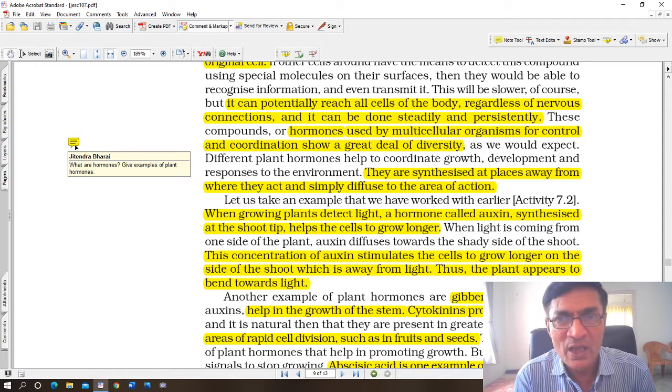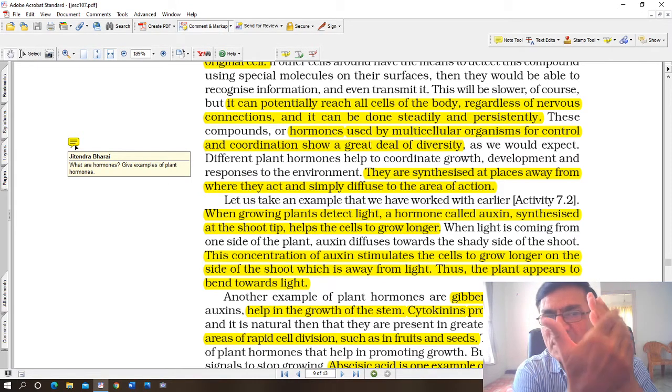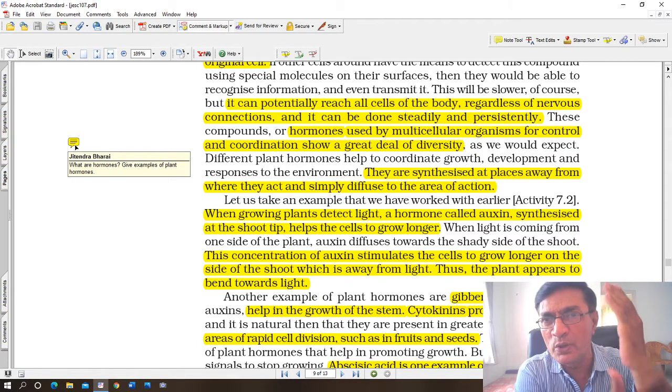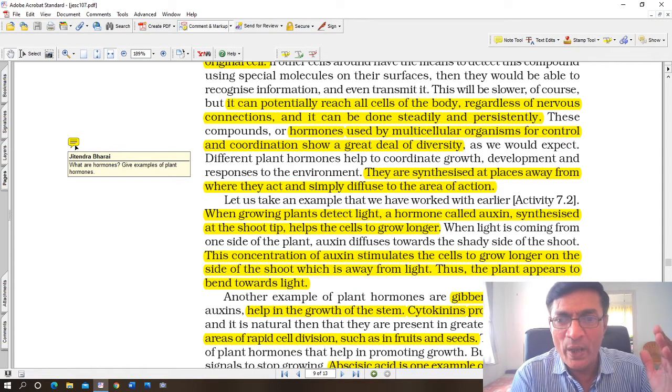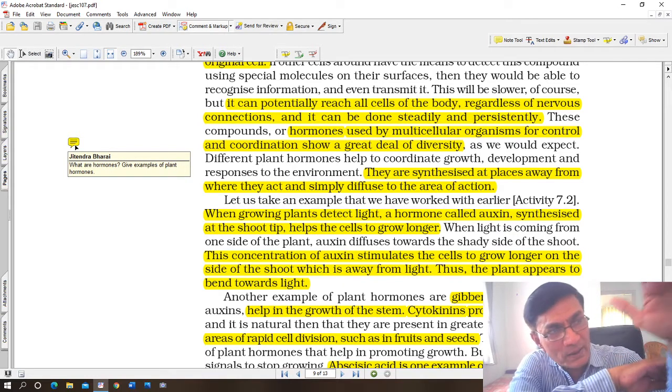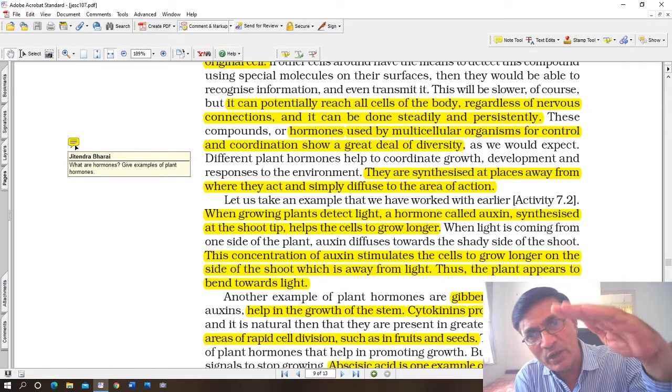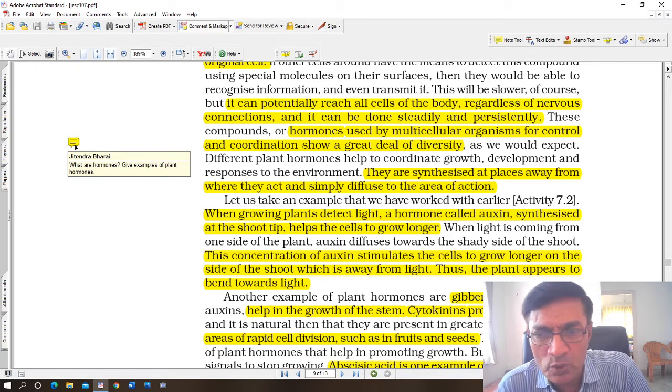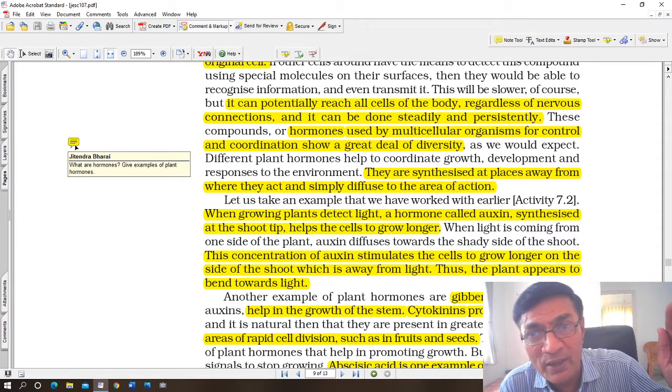As soon as light falls on one side, the other side begins to produce more auxins. So once again, when growing plants detect light, a hormone called auxin, synthesized at the shoot tip, means at the top of the shoot, helps the cells to grow longer. When those cells grow longer, the plant appears to grow longer on one side, and therefore it bends. Thus the plant appears to bend towards the light.